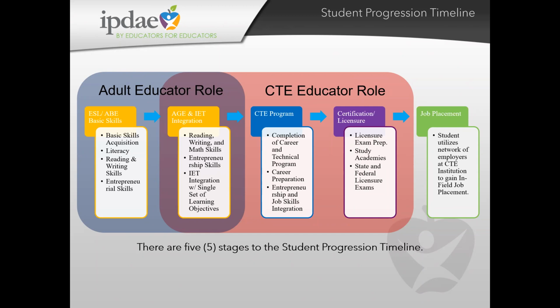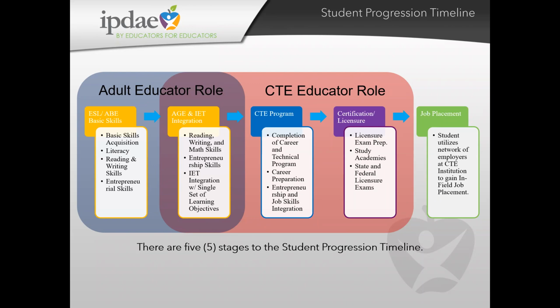The second stage of the student progression timeline is the implementation of adult education in IET. And IET is what we're all hearing about. It's that integration of career prep into adult basic education. And it's that development, that alignment of those two sets of curriculum frameworks to develop a single set of learning objectives. And this comprises reading and writing and math skills, as well as entrepreneurship skills. But also, more importantly, it ties in those competencies and those skills with a single set of learning objectives that also pull in basic knowledge and basic competencies and skills from the CTE program of choice.